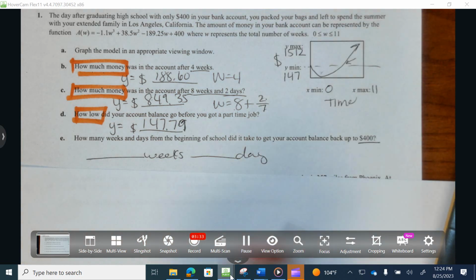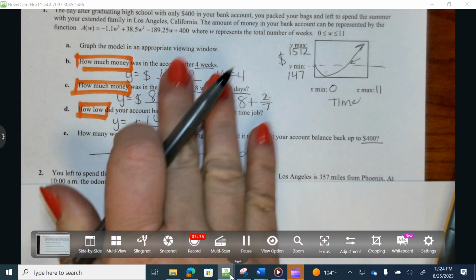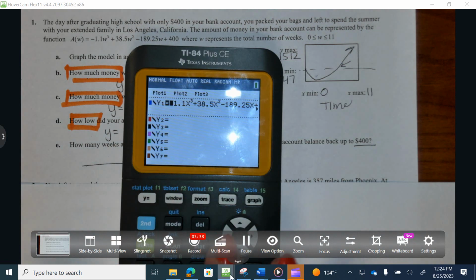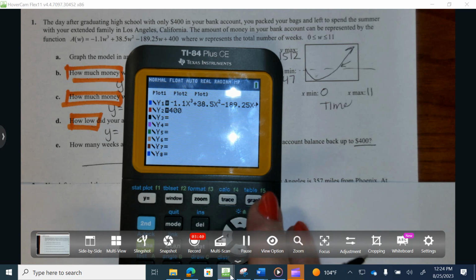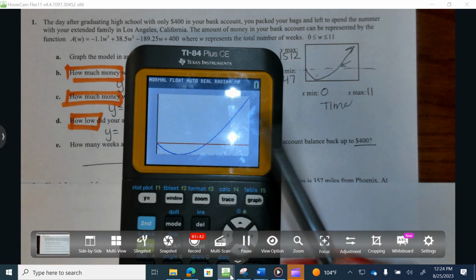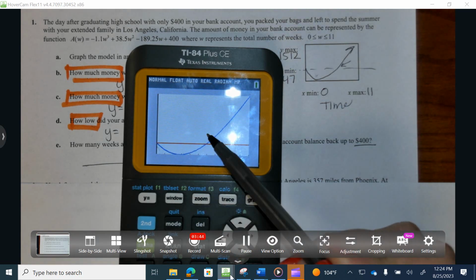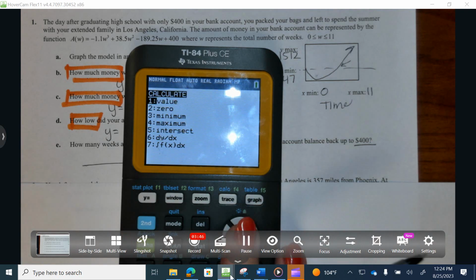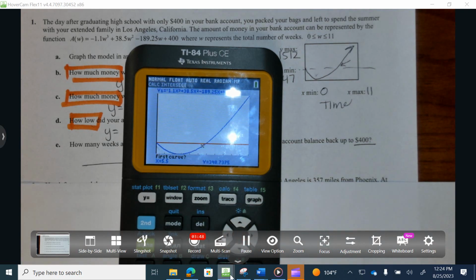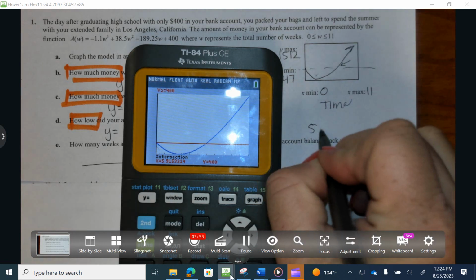Lastly, how many weeks and days until your account balance is back up to 400? I go to Y equals, going to 400, pressing graph, and let's find that intersection. It's not the first, back up to 400. Let's find that precise point. Second trace, there we go.